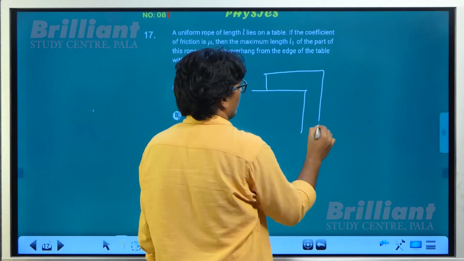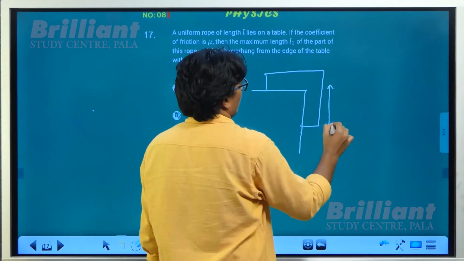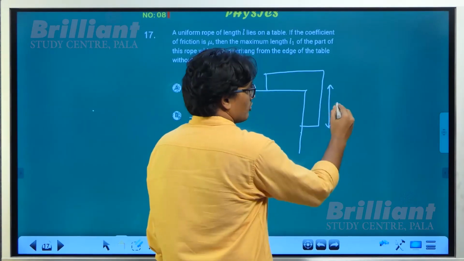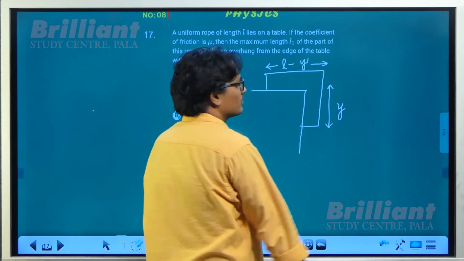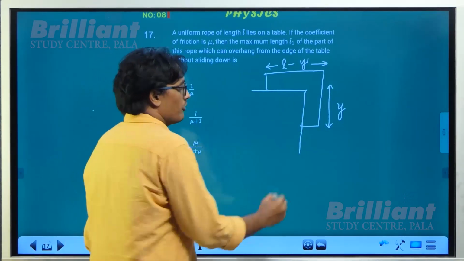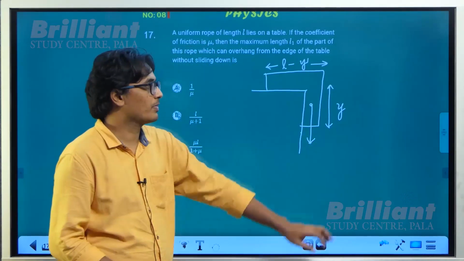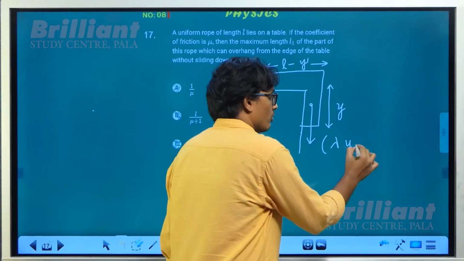So if you draw the FBD, let us assume this length is Y, then this will be L minus Y. In the FBD, there is its own mass. Let us assume mass per unit length is lambda, so the weight of the hanging part is lambda Y g.